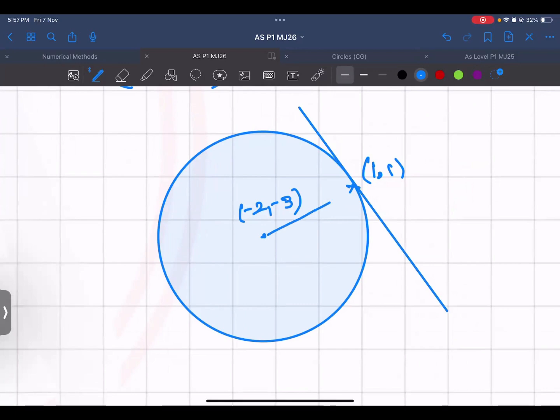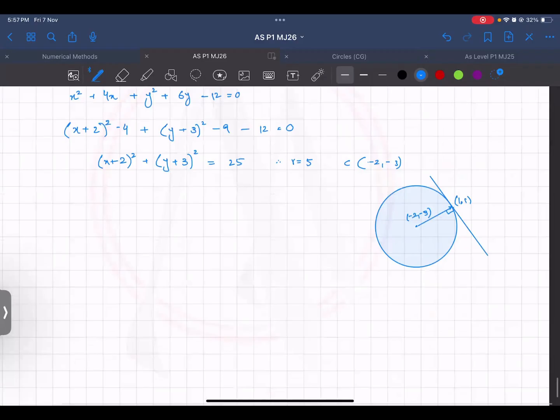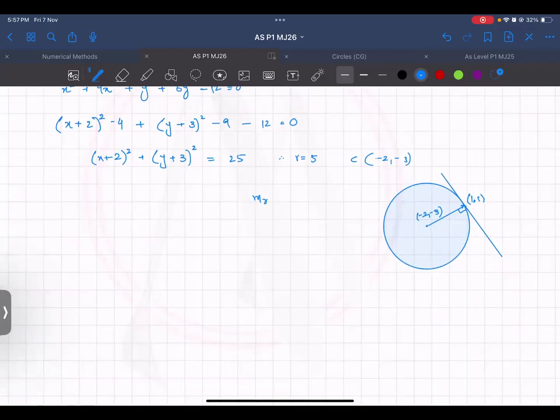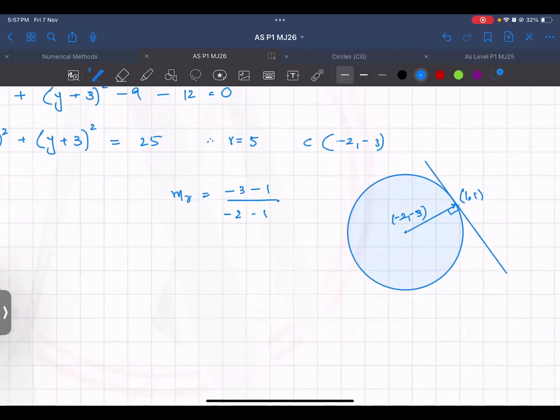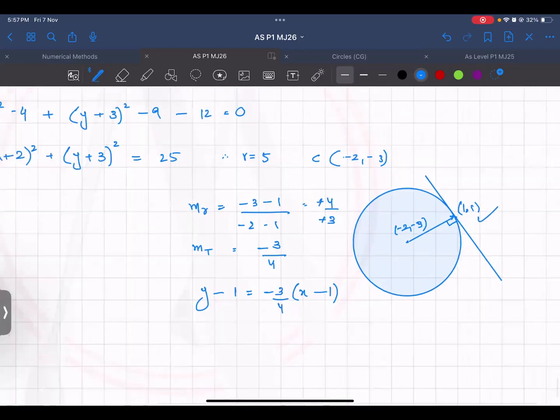First you will find the gradient of the radius, then the negative reciprocal. The gradient of the radius will be minus 3 minus 1 over minus 2 minus 1, so minus 4 upon minus 3. So the gradient of the tangent will be negative 3 upon 4. So y minus 1 equals minus 3 upon 4 times x minus 1. The point of tangency is this one, so I am using 1 comma 1, and the gradient for the tangent, minus 3 upon 4.